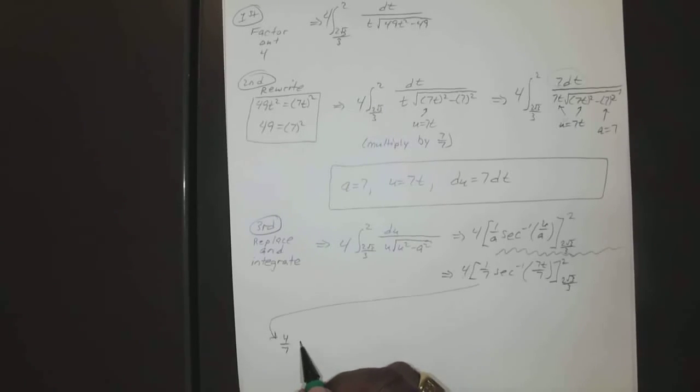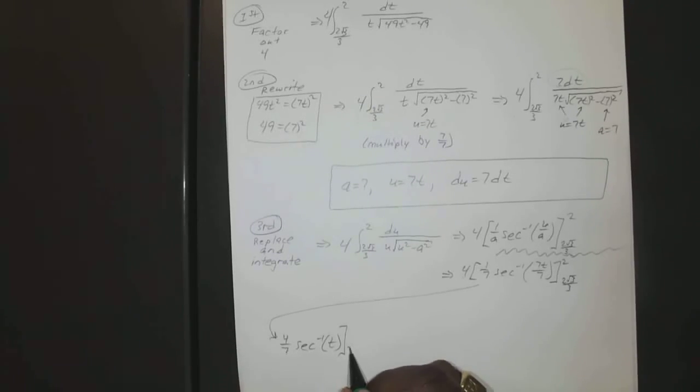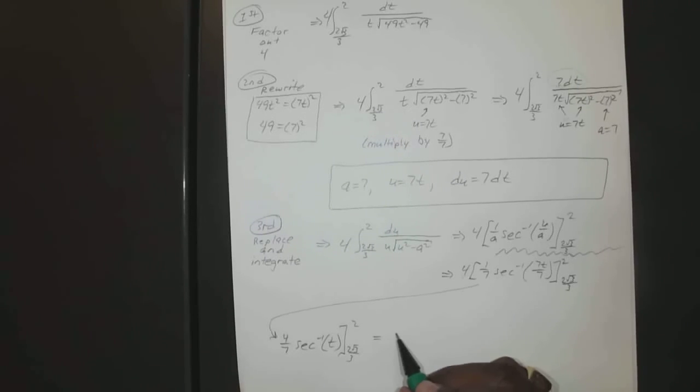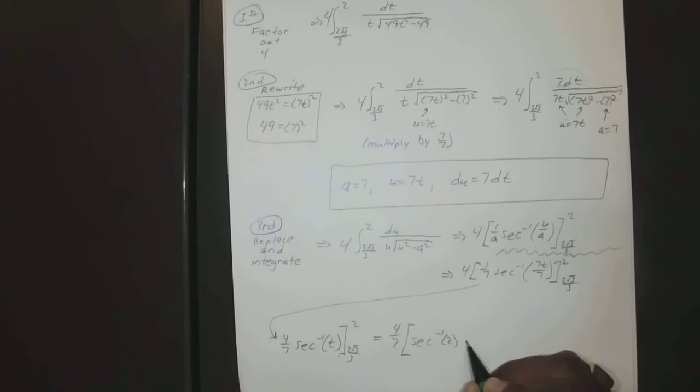So we have 4 over 7, secant inverse of t from 2 square root of 3 over 3 to 2, which is just 4 over 7. Plug in our 2, secant inverse of 2 minus secant inverse of 2 square root of 3 over 3. Okay, and that's going to equal 4 over 7 times pi over 3 minus pi over 6.